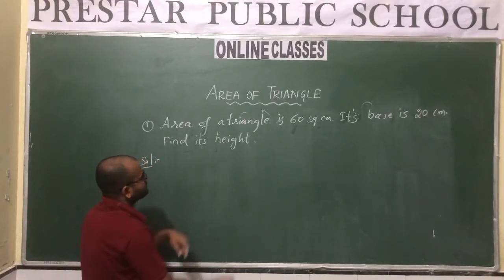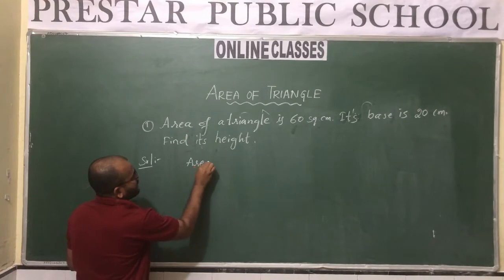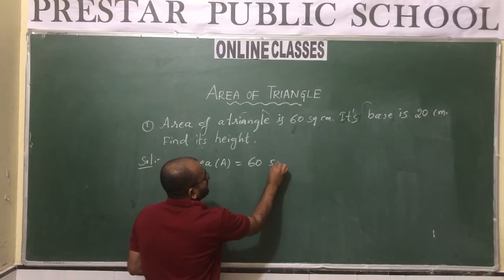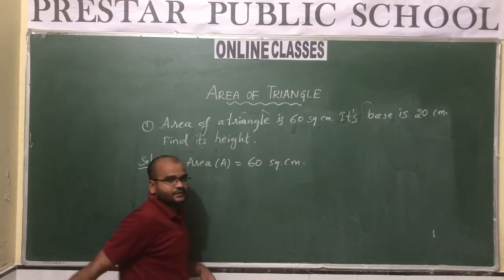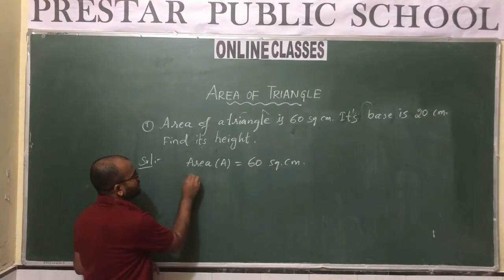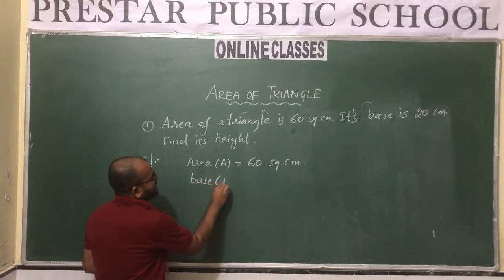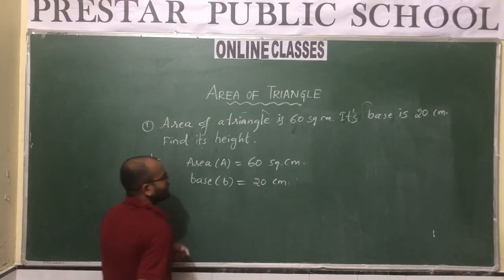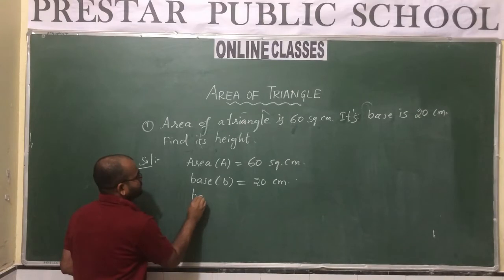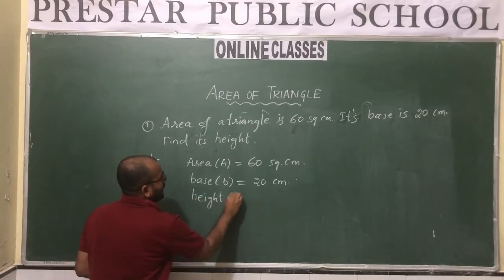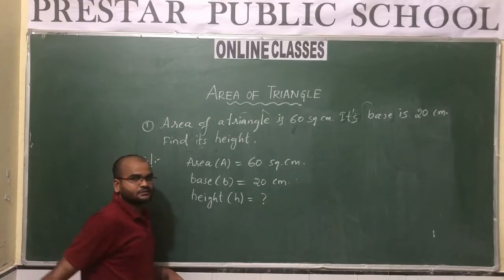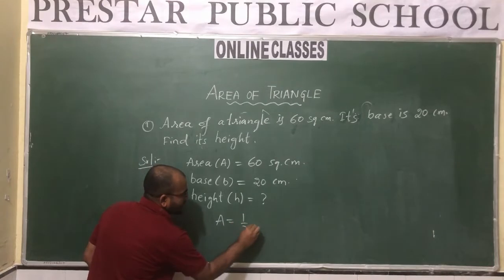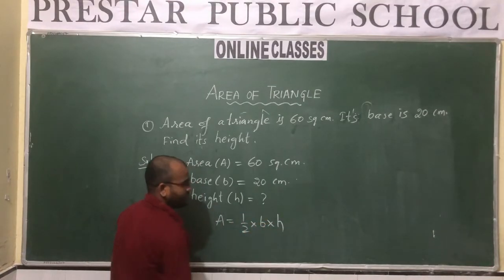First write the given data. Area A equals how much? 60 square centimeters. And the next one, base. Base B equals how much? 20 centimeters. Next, what do we have to find? Height. Height H equals question mark. So first of all, we have to write the formula. That is A equals 1 by 2 into base into height.